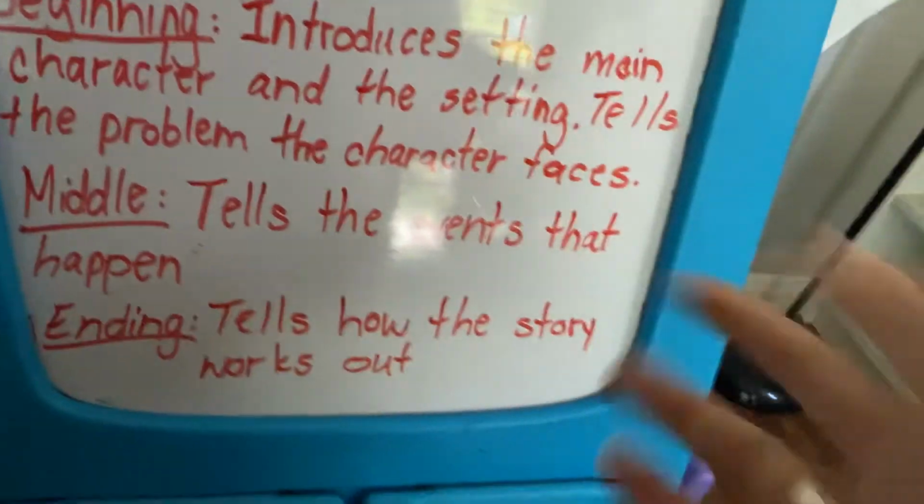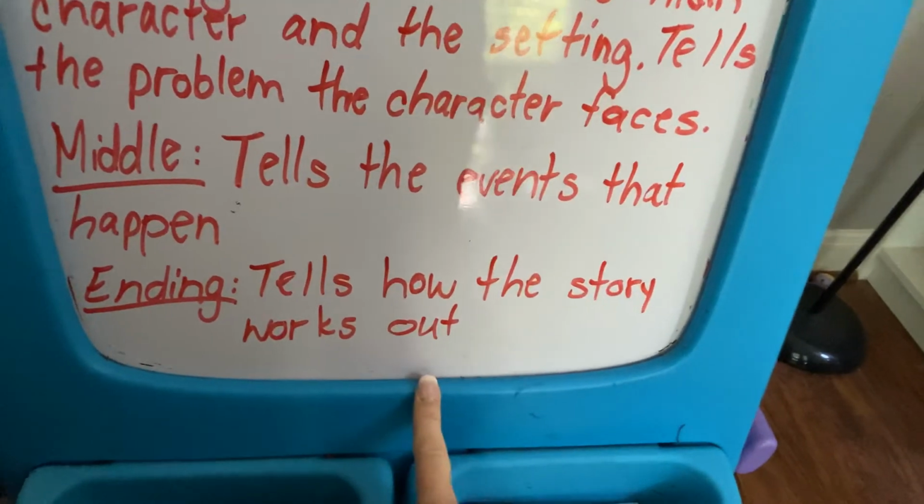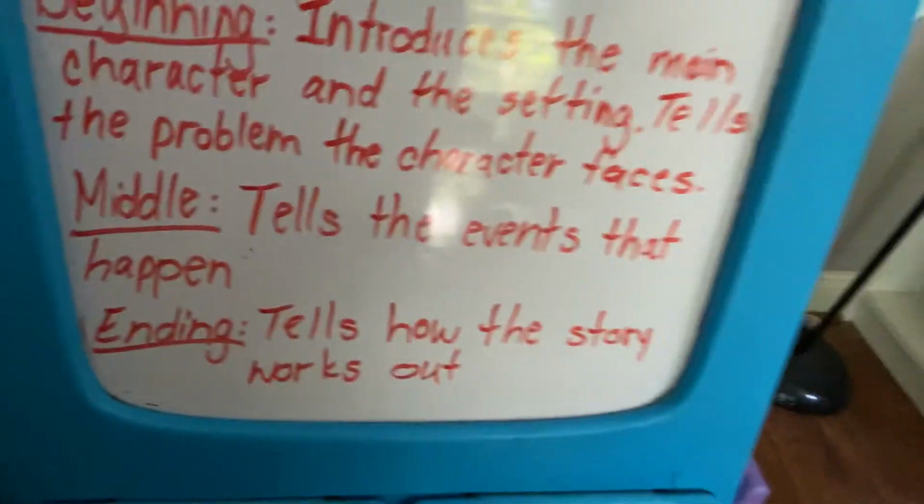And then the ending tells how the story works out. So the ending of our story was that the cat was caught, and the cat was going to try to escape. Okay, and if he does, then the mouse was surely never going to be bothered again by Cat.